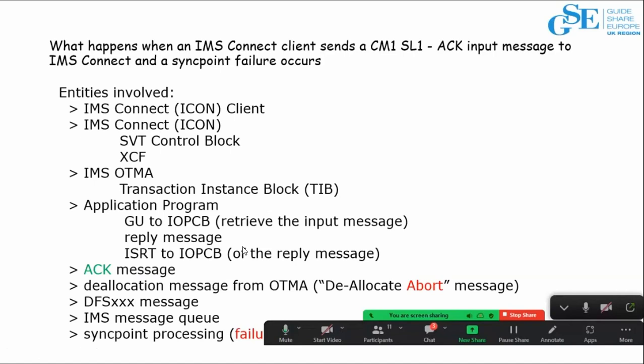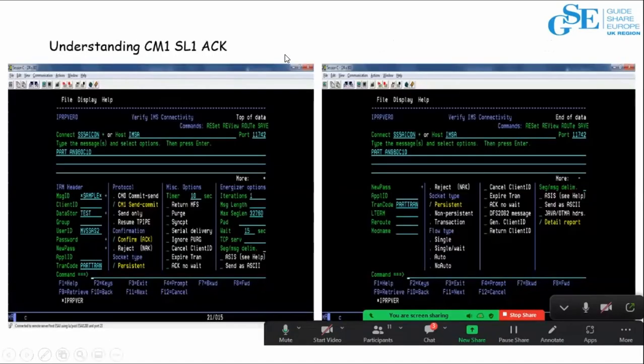There is a third case, but before going to the third case, let's do some practical demonstration of how this entire process works. So now we'll practically try to understand the CM1 SL1 ACK flow. For this, I have chosen to use a product called the BMC AMI Energizer for IMS Connect in order to demonstrate the behavior of CM1 SL1 ACK.